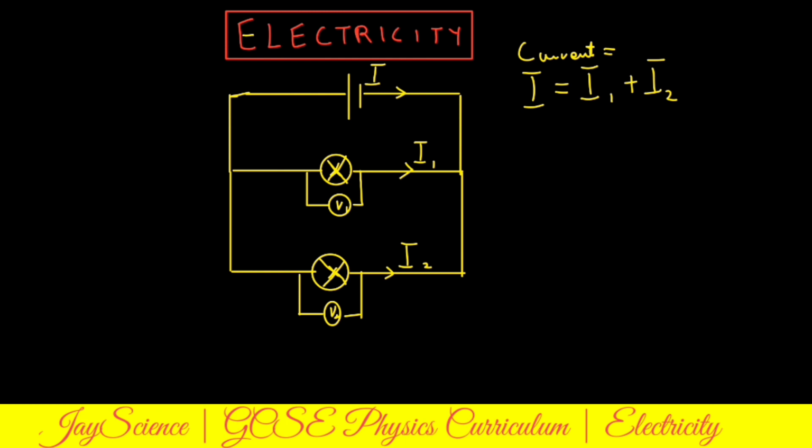All right. So let's say you've got 12 amps as the starting current. This one will be 6 amps. This one will also be 6 amps.